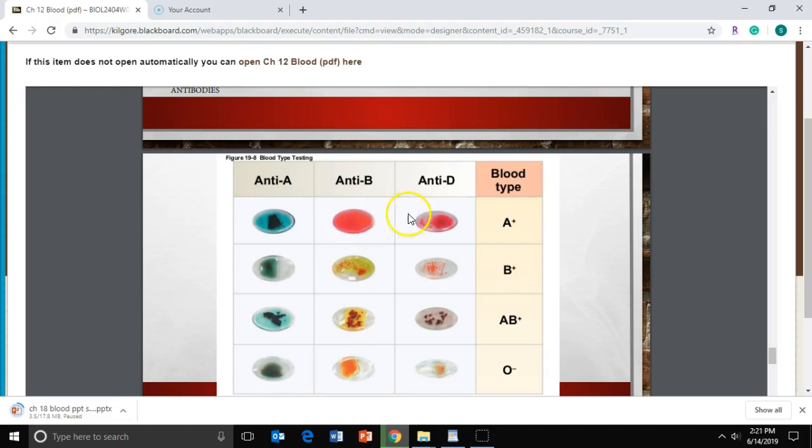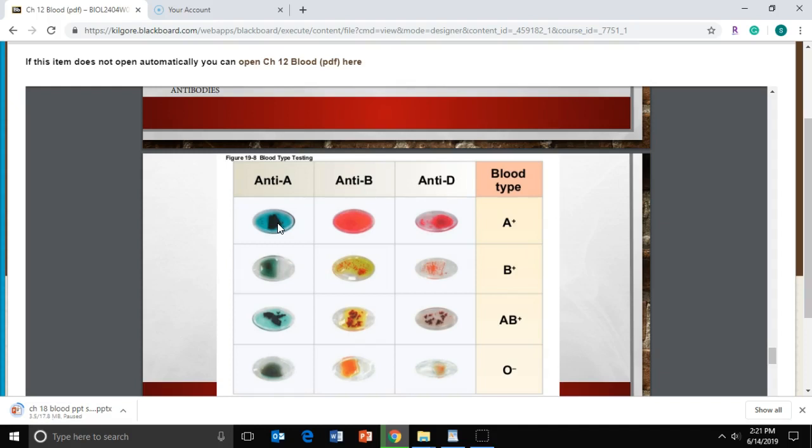And then this is a different drop, it's clear, and this one is going to have anti-D or anti-Rh antigens, which can then combine with the Rh factor. So if a person has positive blood, then they're going to have this agglutination or clumping if they have that. So let's look at this one. Let's look at this well first.